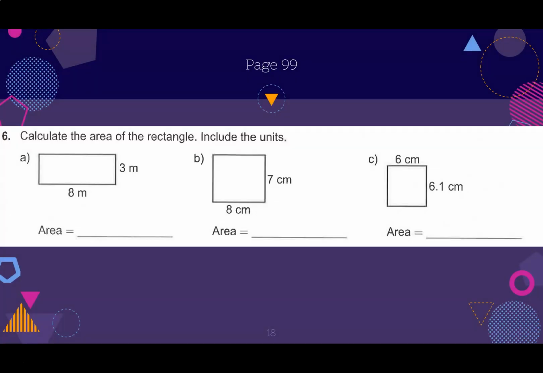Question 6. Calculate the area of the rectangle. Include the units. Part A. If our formula for area is length times width, the length of this rectangle is 8 meters. The width is 3. So 8 times 3 is 24. Let's not forget the units. This was measured in meters. So our units are meters squared. Please try part B and part C.